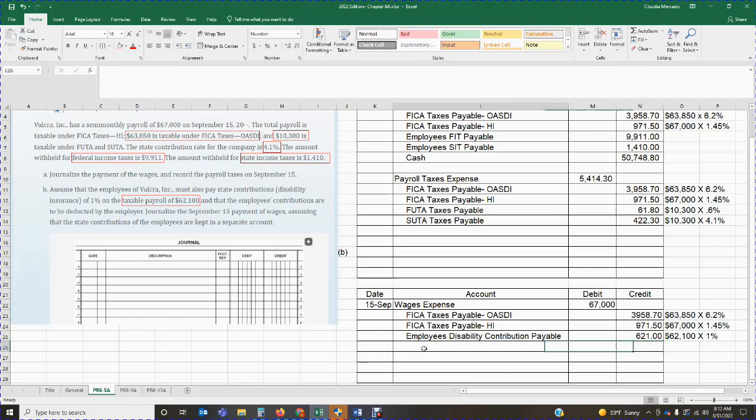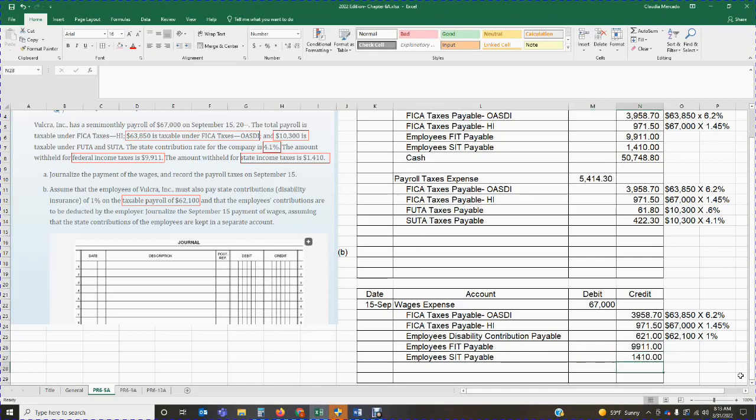We're also going to deduct the employee's federal income tax payable, and that was given in the problem as $99.11. You didn't have to do any calculations. That is given. And then we're also going to withhold from the employees state income tax payable. The amount for state income tax is given in the problem as $14.10.